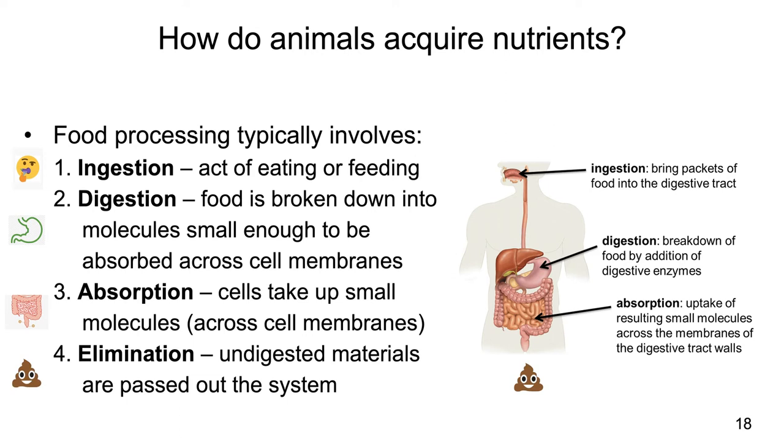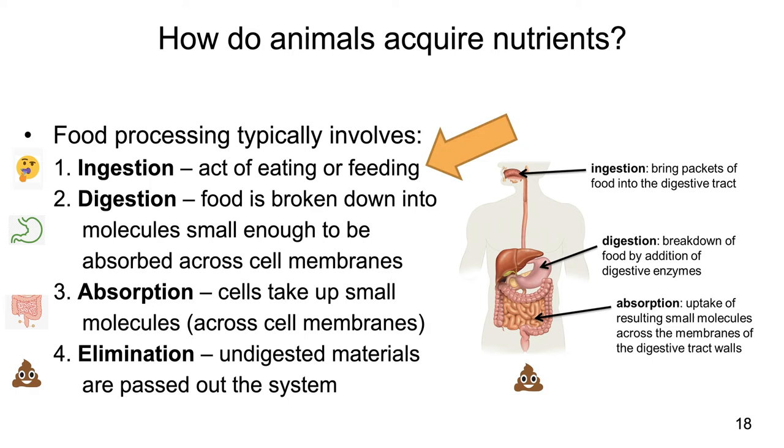And then the last part is elimination. So basically any leftover undigested materials. So like if you eat something high in fiber, like I said before, humans aren't very good at breaking things like cellulose and other things like that down, so fibers. And so that undigested material gets passed out of the system. And so this is the large intestine, rectum, anus. That's where that stuff is happening in a human digestive tract, okay?